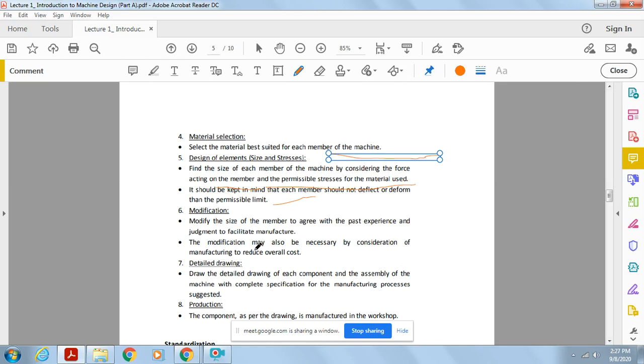Next comes the modification, that is, modify the size of the member to agree with past experience and judgment to facilitate manufacture. Like, you are a very experienced designer, no? At the very beginning, when you have been employed in an organization as a junior designer, or a fresh designer, a GET, graduate engineer trainee, obviously your experience is very less. At that period you have to only learn.